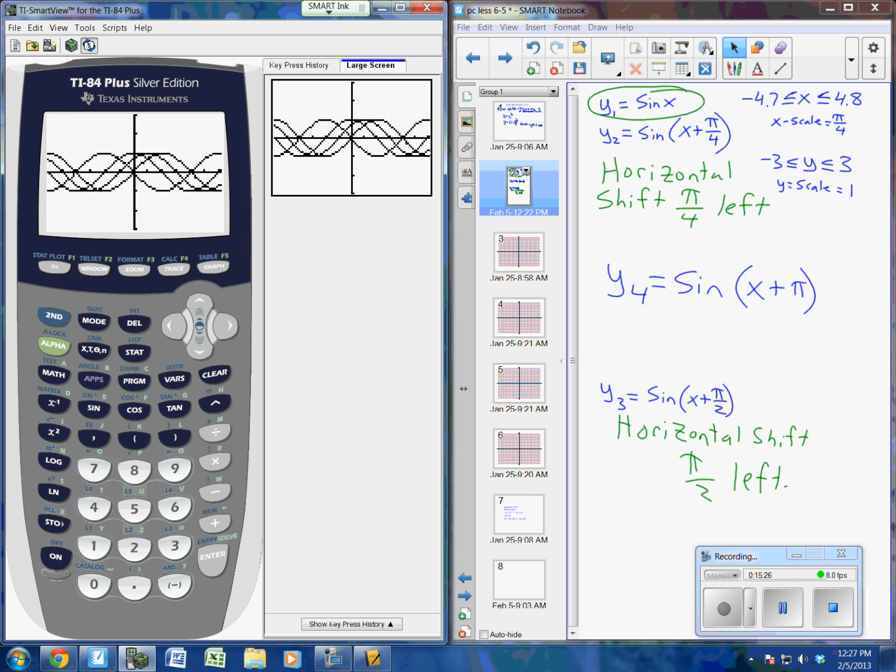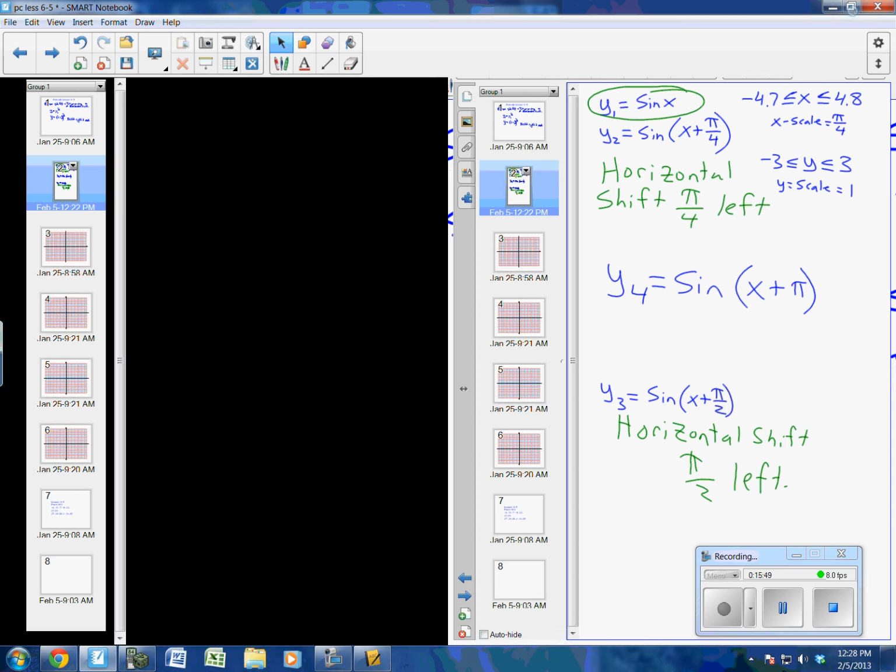Okay, shifted pi to the left. Here's pi right here. And that point right there, if you look back, the sine of x is that point that's going through 0, 0, going down that way, right? So it shifted left pi units. Okay. How do you think we're going to get this to shift right? Subtract it, okay?